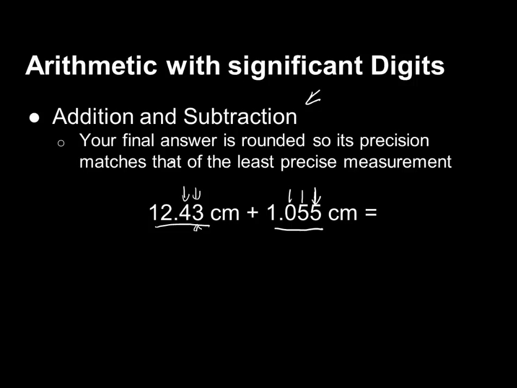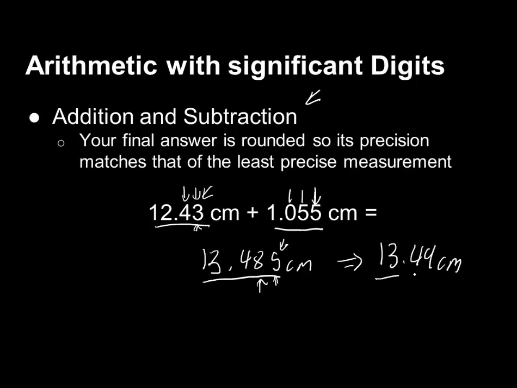So when we add this up, when we take 12.43 plus 1.055, we end up with 13.485 centimeters. But our final answer we won't report like that because we're not sure about this, so we can't be sure about that. We can only be sure to this place. That's a 5, so we're going to go up. So this becomes 13.49 centimeters. Okay, so we're only precise to the hundredths place because our least precise measure was only precise to the hundredths place.